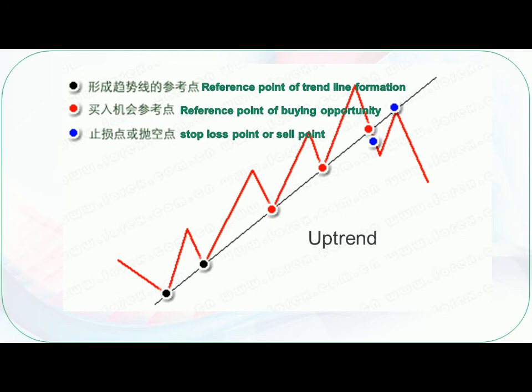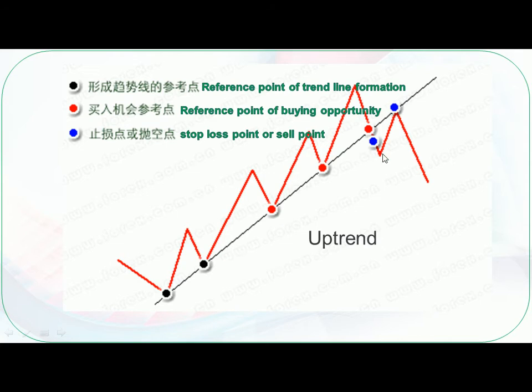If you see the dark point appears, you should know you can draw the trend line according to these 2 points, okay. So the red one is the reference point of buying opportunity. So if you draw the upward trend line, when you see the price drop here, here is the buying opportunity, and the blue one is the stop loss point or sell point. If you see the price downward break out the trend line, this is the sell point, okay.